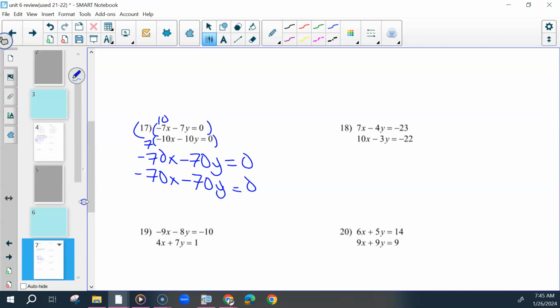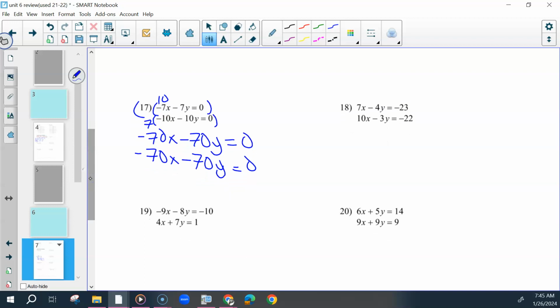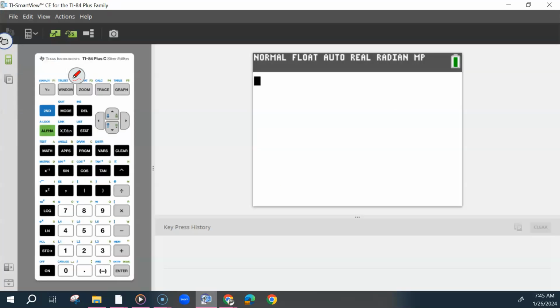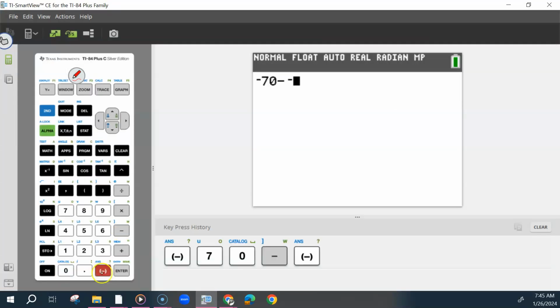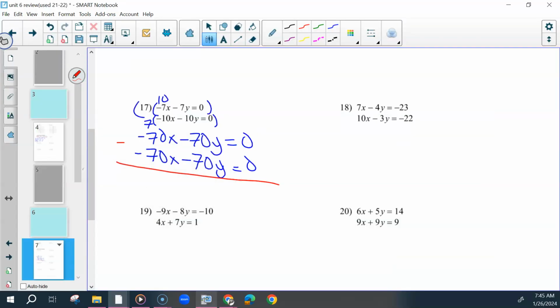Light bulb should go off right now because these look the same. Solve it still. So to eliminate, we would add or subtract these. Subtract. So if they're the same, always subtract. If you're not sure, put it in the calculator. But when I subtract, what happens? Everything is 0.